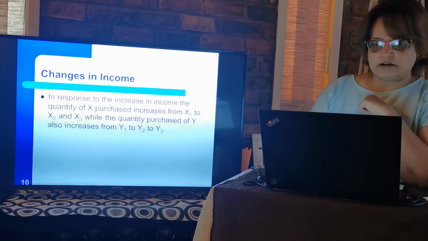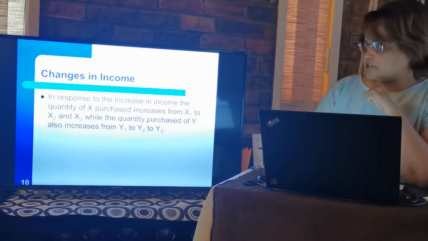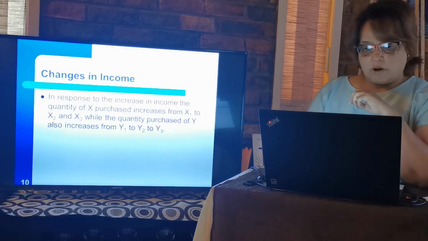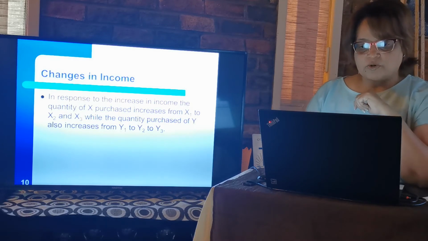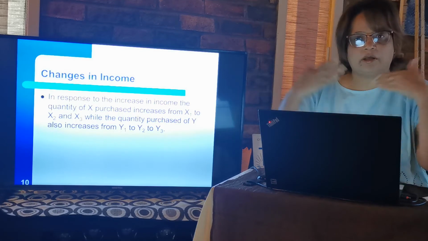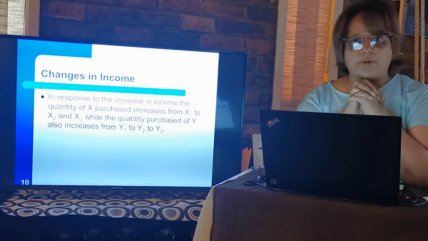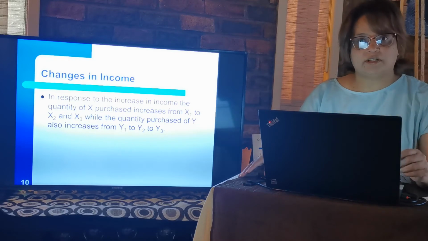Now the changes in income. In response to that increase in income, the quantity of X purchased increased from X1 to X2 to X3, while the quantity purchased of Y also increased from Y1 to Y2 to Y3, because you kept on buying more, because you have more buying power, as we have said.